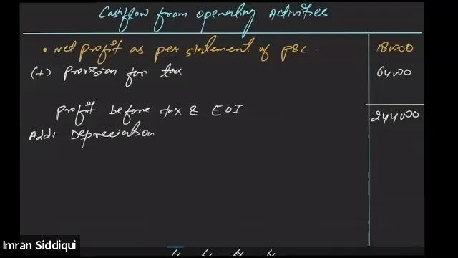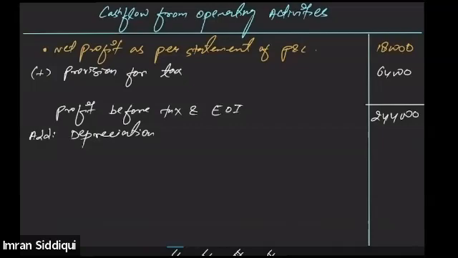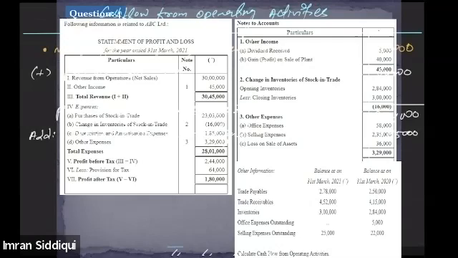And apart from this, is there any other thing? Depreciation is how much? Depreciation and amortization expenses 1,85,000. Is that clear to you? After that, we'll try to find out other items.